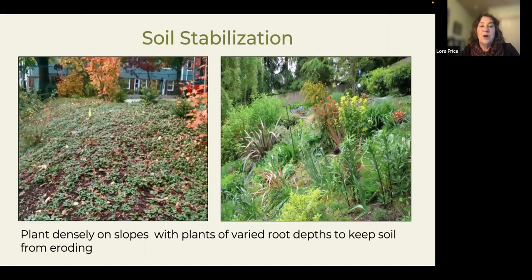So here's a couple of slopes that we're looking at. This one is covered with our native strawberry, so that's covering the surface with a whole network of roots. But you can also see within that, there's several other native shrubs that are going to put down the deeper roots on that slope. And here's another example on the right where you see quite a variety of plants.